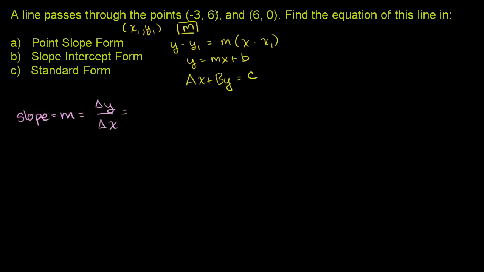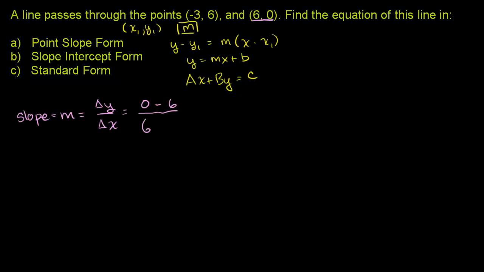Now, what is the change in y? If we imagine that we're going from the point (-3, 6) to the point (6, 0), what is the change in y? Well, our finishing y point is 0, and our starting y point is 6. What was our finishing x coordinate? Our finishing x coordinate was 6. Let me make this very clear. I don't want to confuse you.